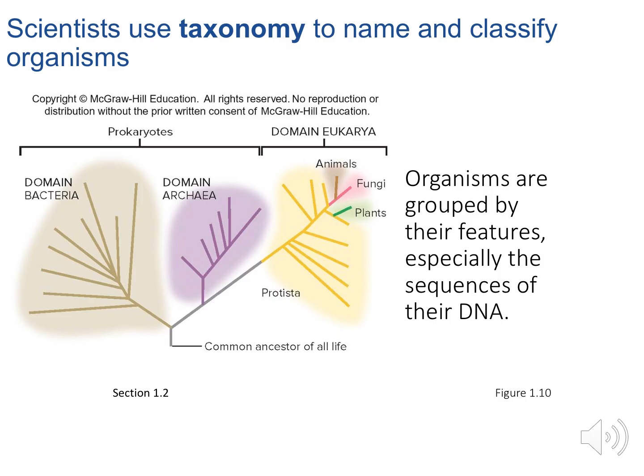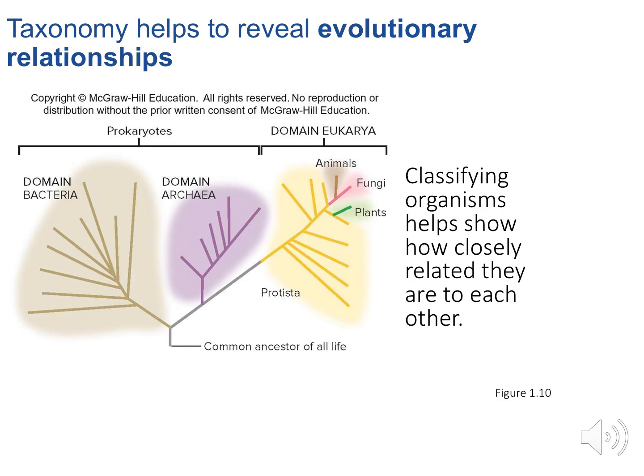Now, scientists, biologists, use taxonomy to name and classify organisms. That's what we're going to do. We're going to look at the various domains of living things, the domain bacteria, the domain archaea, and the domain eukaryota. And the major way in which we try to figure out the differences between these different kinds of organisms is by looking at their DNA, looking at the nucleotide sequences on their DNA. And this not only allows us to group them into categories, but it also tries to show us how closely related they are in terms of evolutionary history.